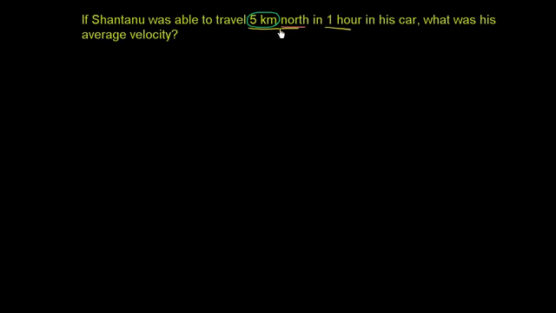So he moved a distance of 5 kilometers. Distance is the scalar, but if you give the direction too, you get the displacement. So this right here is a vector quantity. He was displaced 5 kilometers to the north, and he did it in 1 hour in his car. What was his average velocity?